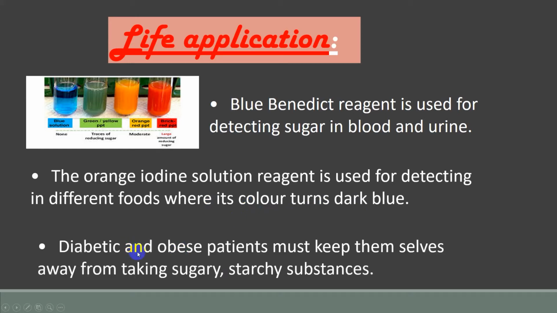The diabetic patients and the obese patients must keep themselves away from taking sugary and starchy substances, because these two sources of energy will be stored. For example, sugar will be stored in the liver in the form of glycogen, and these people, for example the obese patient, will get fat, and the diabetic are exposed to an increase in the level of glucose in blood.